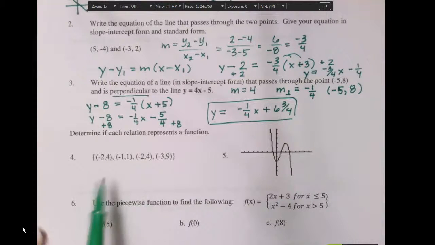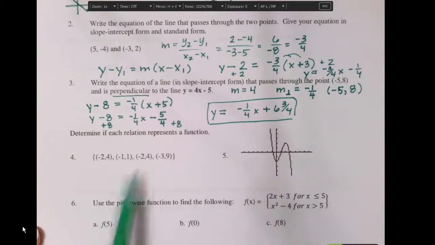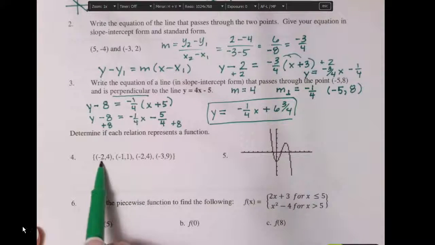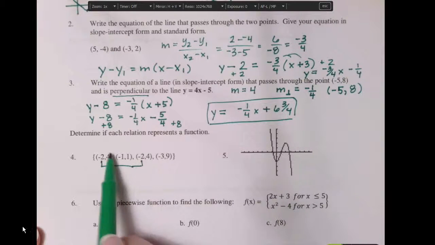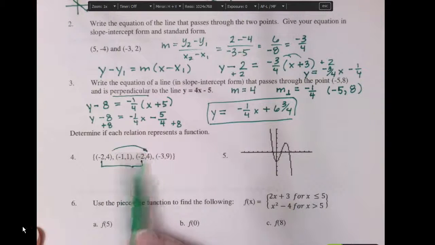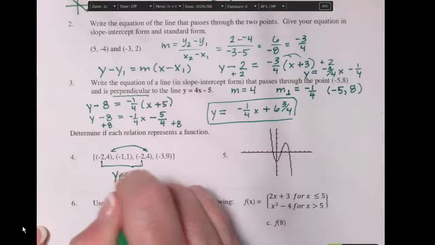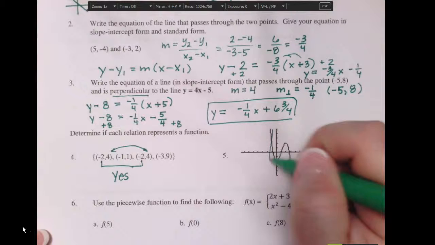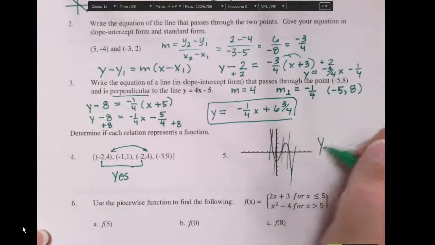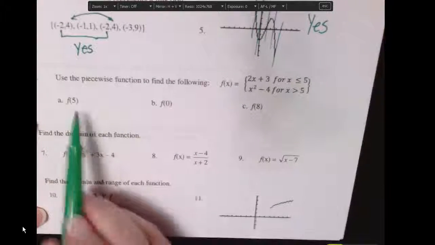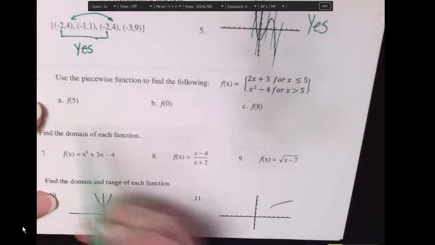In number 4, I'm determining if each relation represents a function. So I see that I've got, well, I was on alert because the negative 2 is listed twice, but since it has the same value, that's okay. If it had had 2 different values, then no. So yes, this one's a function. In number 5, I use my vertical line test. So yes. All right, in number 6, I'm going to use this piecewise function to find f of 5. So I need to know where I should plug in a 5.